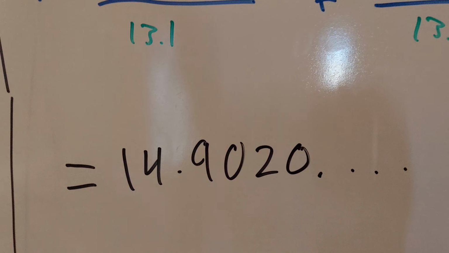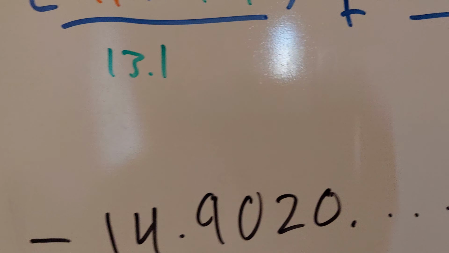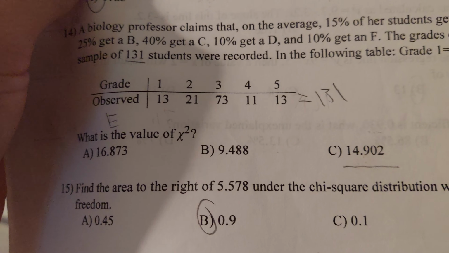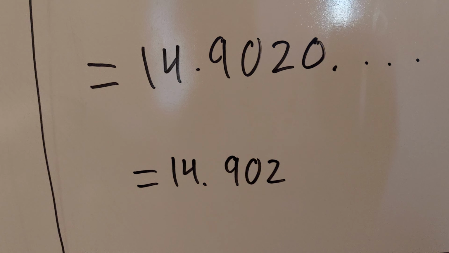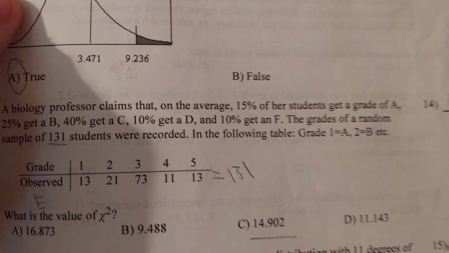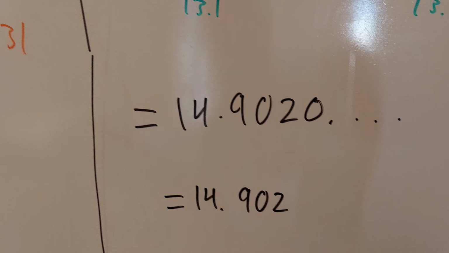14.9020. Now, on the homework, they want us to round to 3 decimal points. So we're going to do that to our answer, which is going to be 14.902. And with that out of the way, our answer is C. And here's all the work.